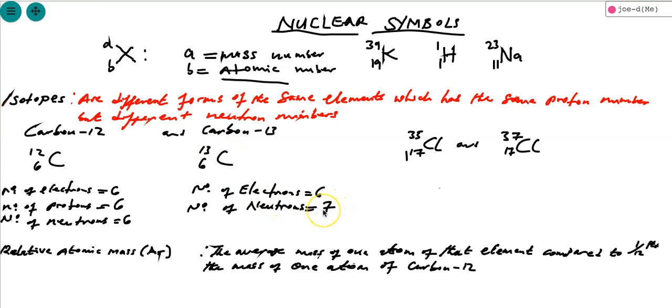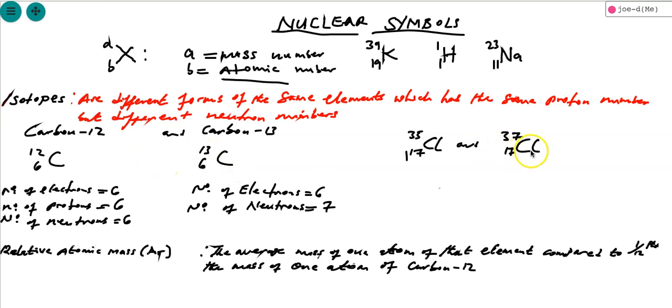Now, what do you notice here? You see that both of them are carbon. They have the same atomic number, but the neutron number in carbon-12 is 6, and the neutron number in carbon-13 is 7. Now, it is these differences in neutron numbers that result in different mass numbers. Okay, so that is a typical example of isotopes.